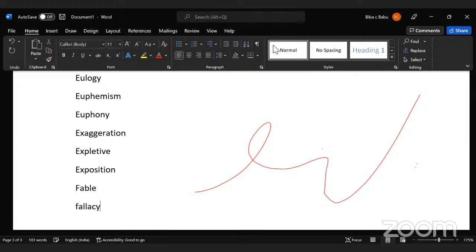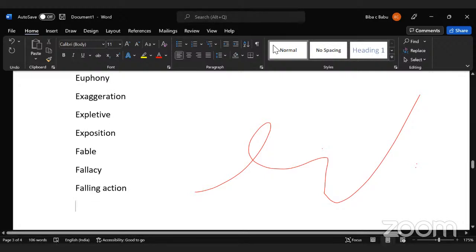Next is fallacy. Fallacy is a mistaken belief. It is a mistaken belief based on incorrect information. When you have incorrect information and you believe that it is true, it is called fallacy. It's a mistaken belief.